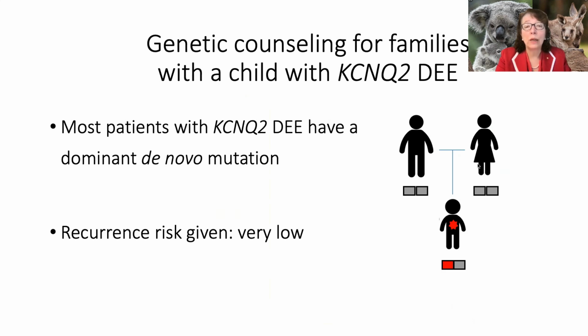So if they have one child with this disease, then they're given a very low recurrence risk. They say, we've checked you, mum and dad, it's not there in you. Your chance of having another child with this KCNQ2 encephalopathy is extremely low. But is that always the case?